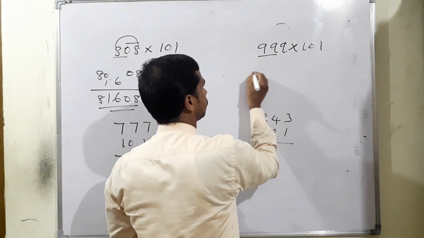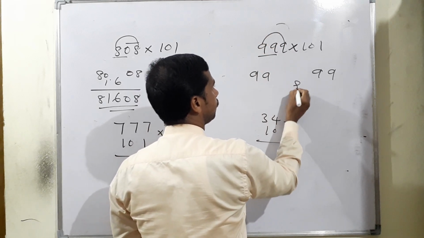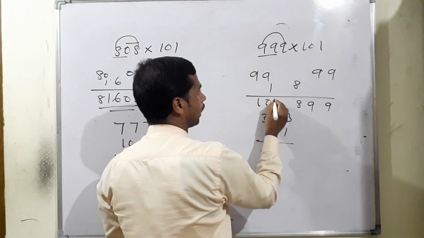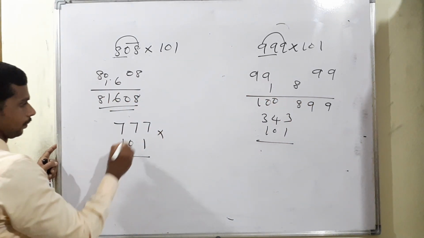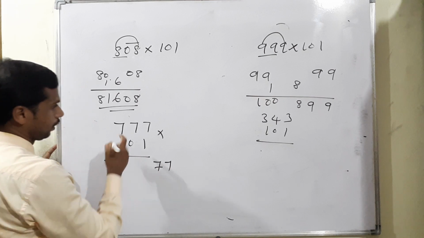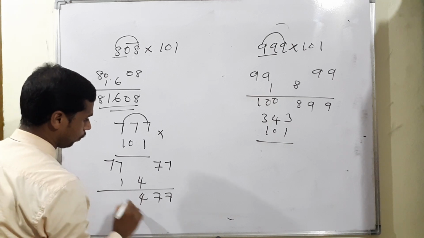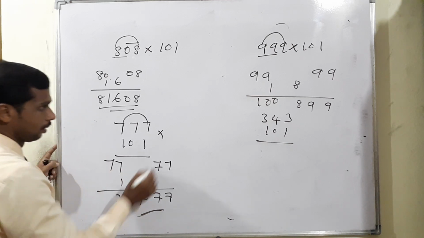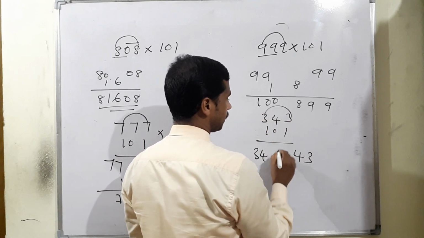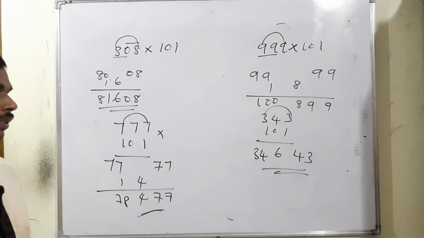Here the same one. First right side 99, opposite side also 99. Then center 9 plus 9 is equal to 18 means 8 and 1. Therefore 9 9 8. 99 plus 1 is equal to 100. Here again 77. Left side 77 means right side also 77. Again 7 plus 7 means 14, 4 and 1. Therefore 7 7 4. 7 plus 1 is equal to 8. Next one, 34 43. 3 plus 3 is equal to 6 only. Directly we can write it in the center. Okay, 343 into 101 means 34643.